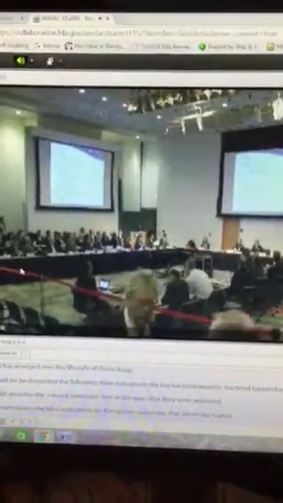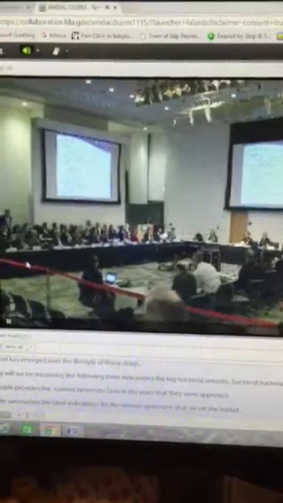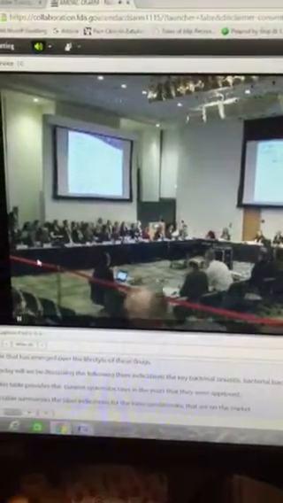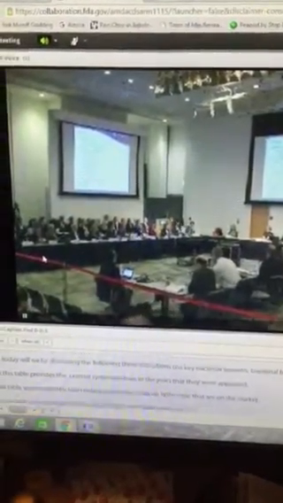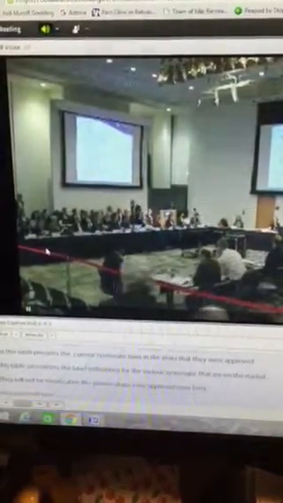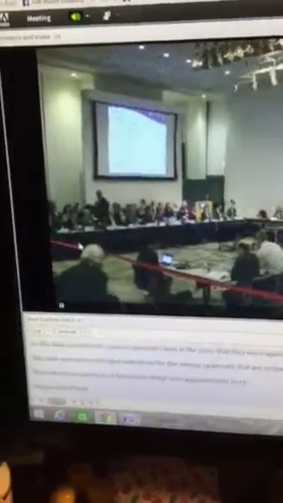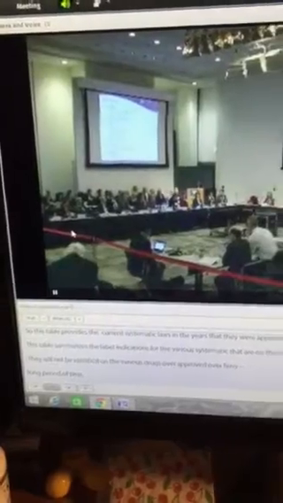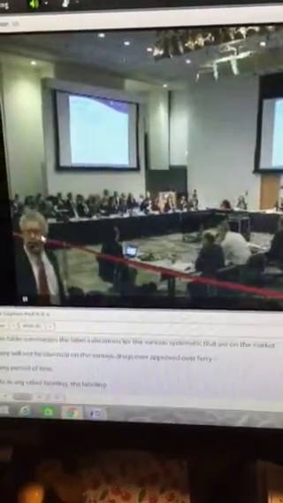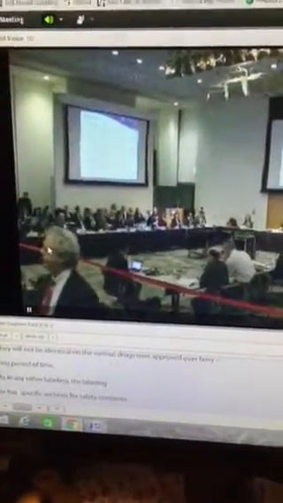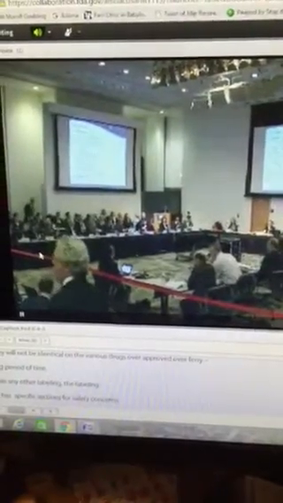So as in any other labeling, the labeling for systemic fluoroquinolones has specific sections that address the various safety concerns that have emerged. So the products carry a boxed warning regarding the risk of tendinopathy and tendon rupture and the risk of exacerbation of myasthenia gravis.